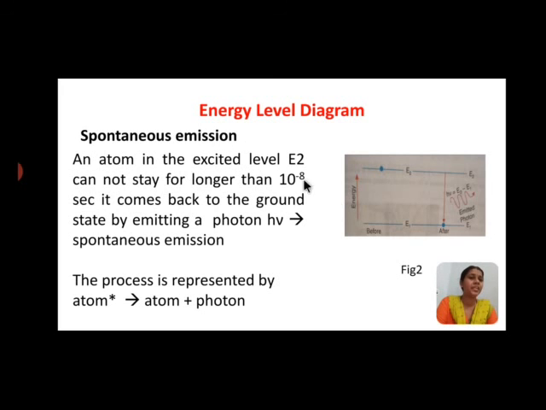Energy in terms of the photon. Spontaneous means it has to come automatically. Spontaneously it has to come, meaning it will not stay for more than 10 to the power of minus 8 seconds. Spontaneously it comes back to the ground state by emitting the photon. So we call it a spontaneous emission.